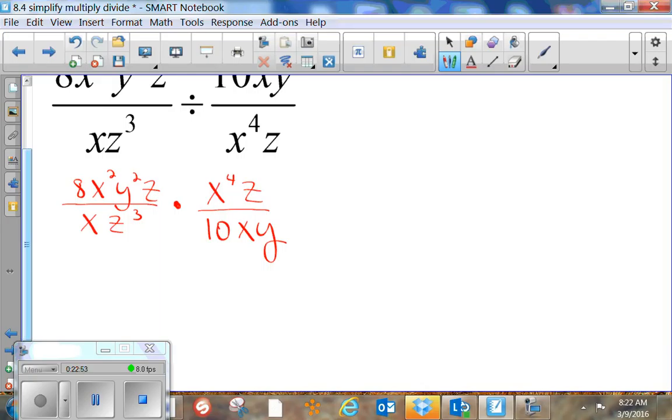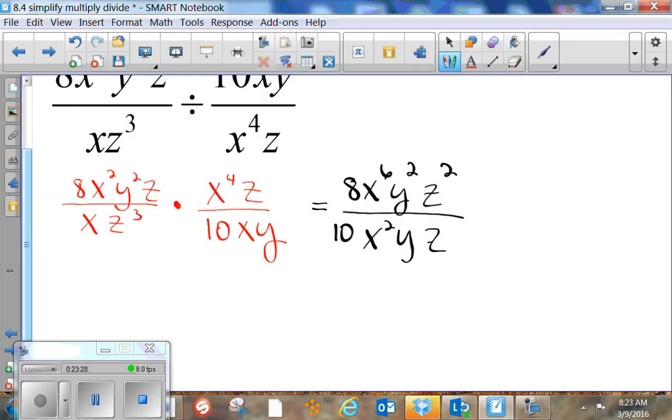Personally, I'm thinking I might just go across and put them all together first and then cancel at the end. Or you can cancel first. I'm going to go 8, and then with my x's, I've got 2 here and 4 here, so that's a total of 6. My y's, I have a y squared. My z's, I have 1 here and 1 here, so that's 2 z's. Now, you don't have to do it this way. And on the bottom, I've got a 10. I've got 2 x's. I've got a y. I've got a z cubed. And then I'll start canceling. But you do whatever order you want. We'll both end up in the same place.